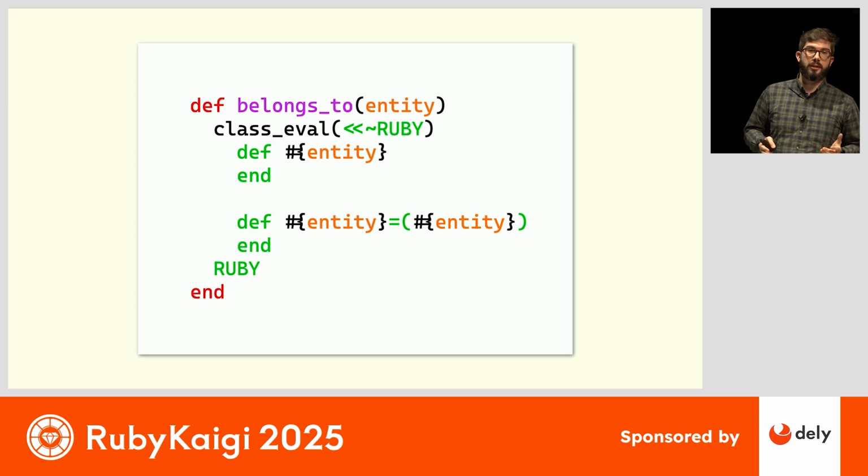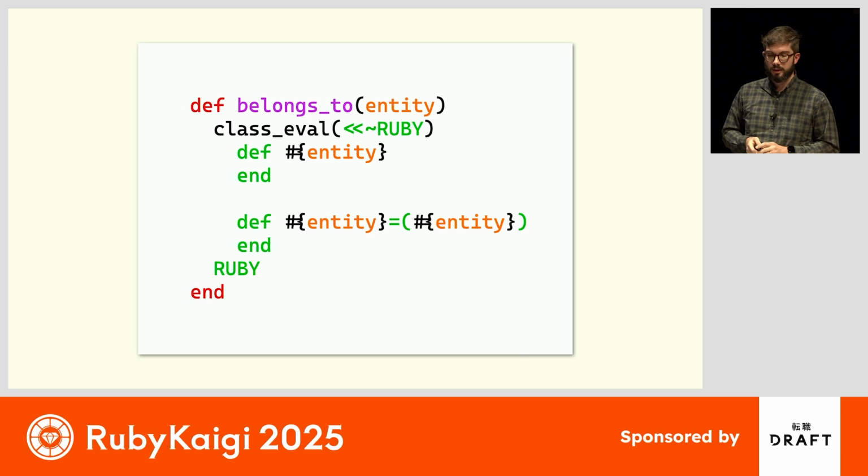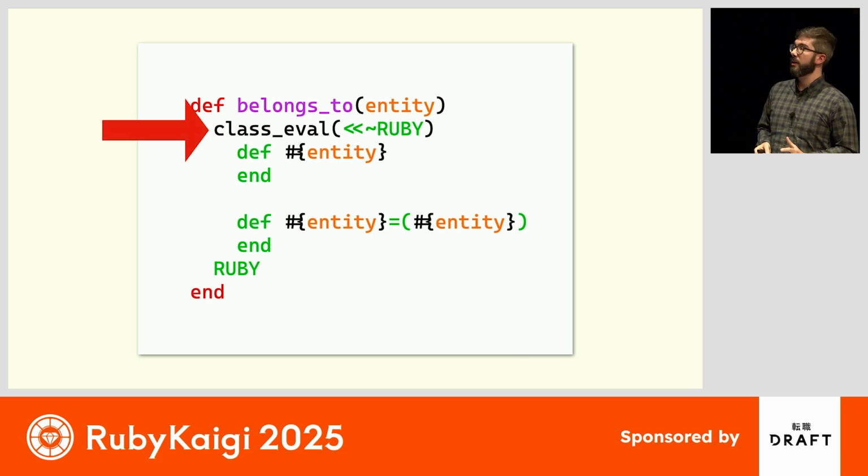which evaluates any arbitrary string of Ruby code, and we can use that string of Ruby code to then define the methods for the reader of the association and the writer of the association based on the entity name that we are associating to. And of course, the bodies of the methods here are empty. We would need to actually implement the logic, but it's just for illustration purposes. The key to the DSL component here is the metaprogramming that we get from class eval.